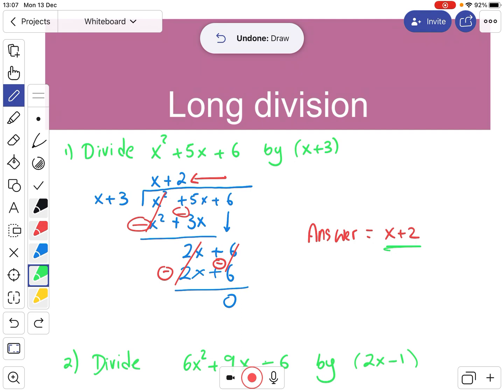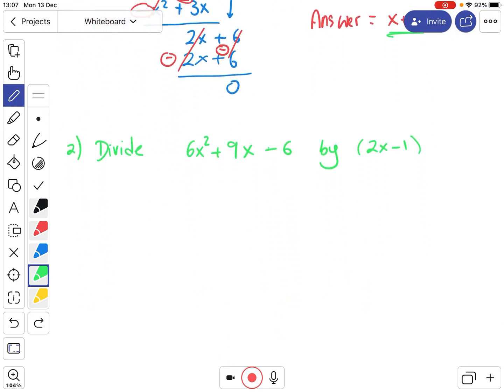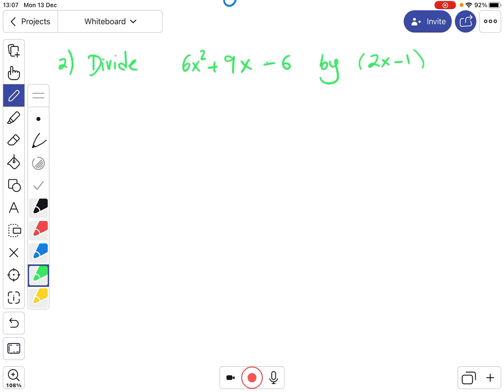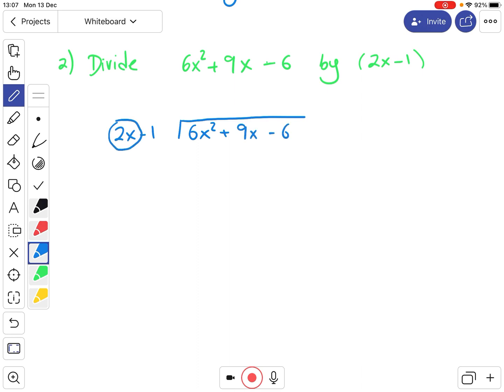All right, let's try a second question then. So my second question here, same idea. I'm going to start by writing it's 2x minus 1 that I'm dividing in, and I draw my long line on the top, and it's 6x squared plus 9x minus 6. And I start by asking myself, how do I make this become this? What do I need to multiply it by? Well, to make it 6, I have to multiply by 3. I have an x, but I need an x squared, so I need to multiply by x.